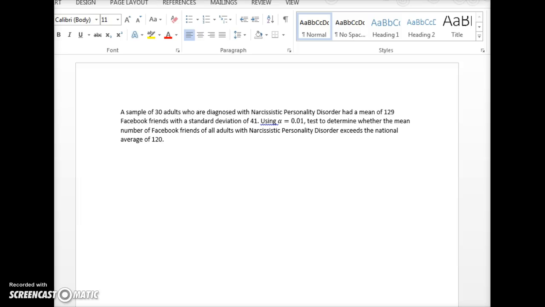Hi all. So now let's do a couple examples using a one sample t-test instead of a one sample z-test, which we only will use StatCrunch and not by hand for these examples.